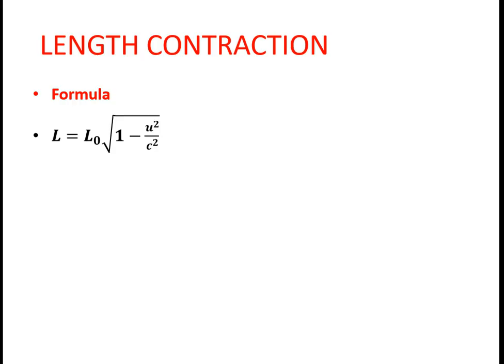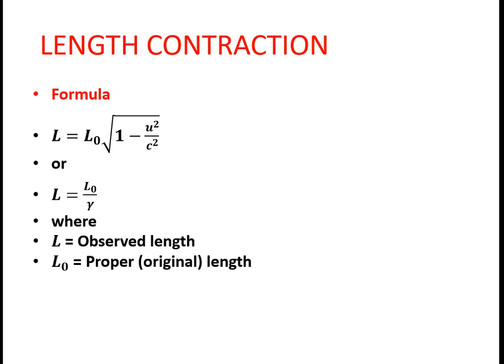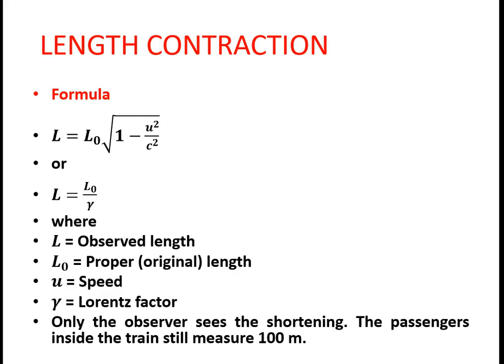So the formula is L equals L naught root 1 minus u square over c square. You can as well define it this way, where L is the observed length, L naught is the original length or the proper length, u is the speed of the object or the train, and the Lorentz factor, and all of that.